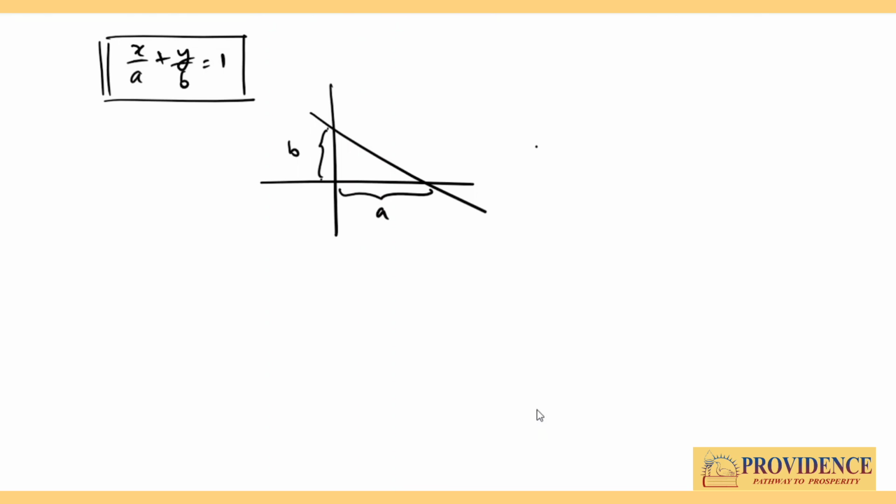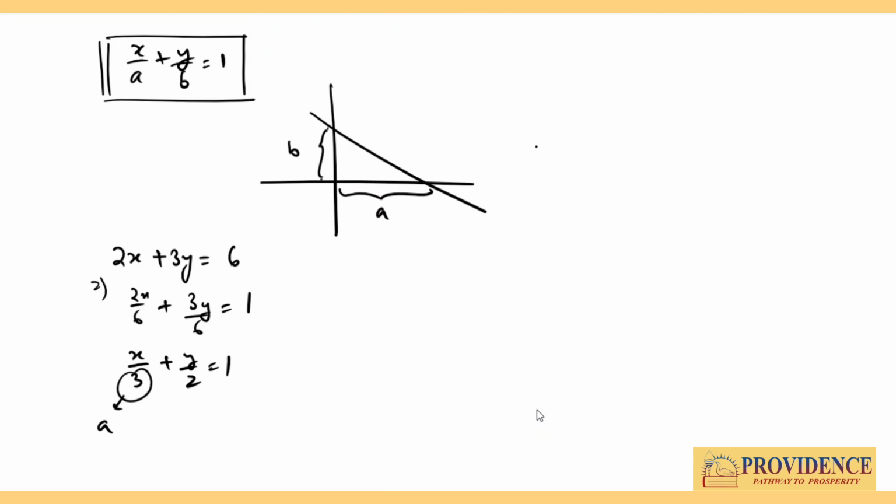So that means if you are given any equation like 2x plus 3y is equal to 6, that means dividing by 6, 2x by 6 plus 3y by 6 is equal to 1. So this will give you x by 3 plus y by 2 is equal to 1. That means a is here 3 and b is 2 here. So the equation will be something like this.